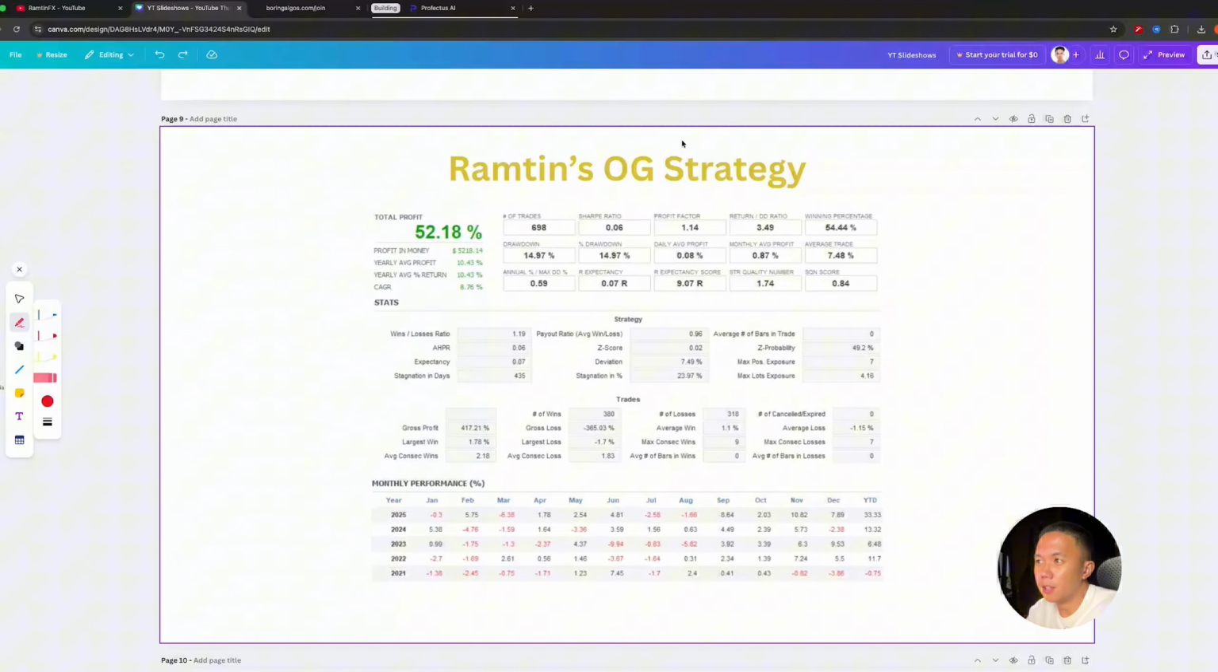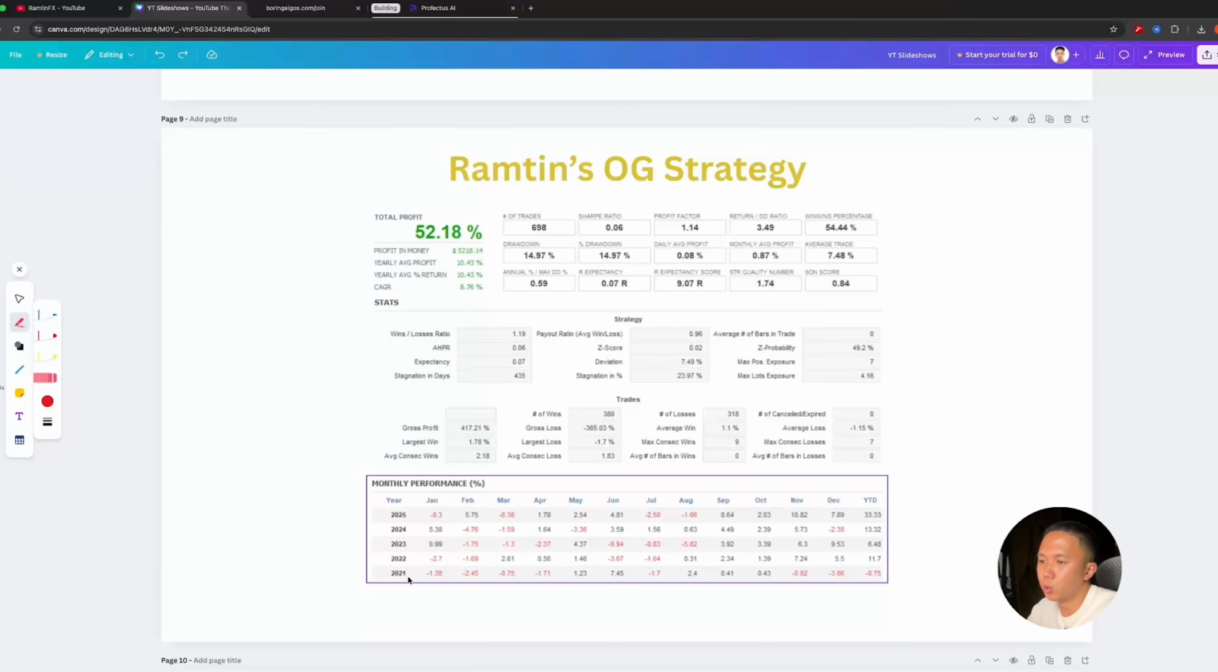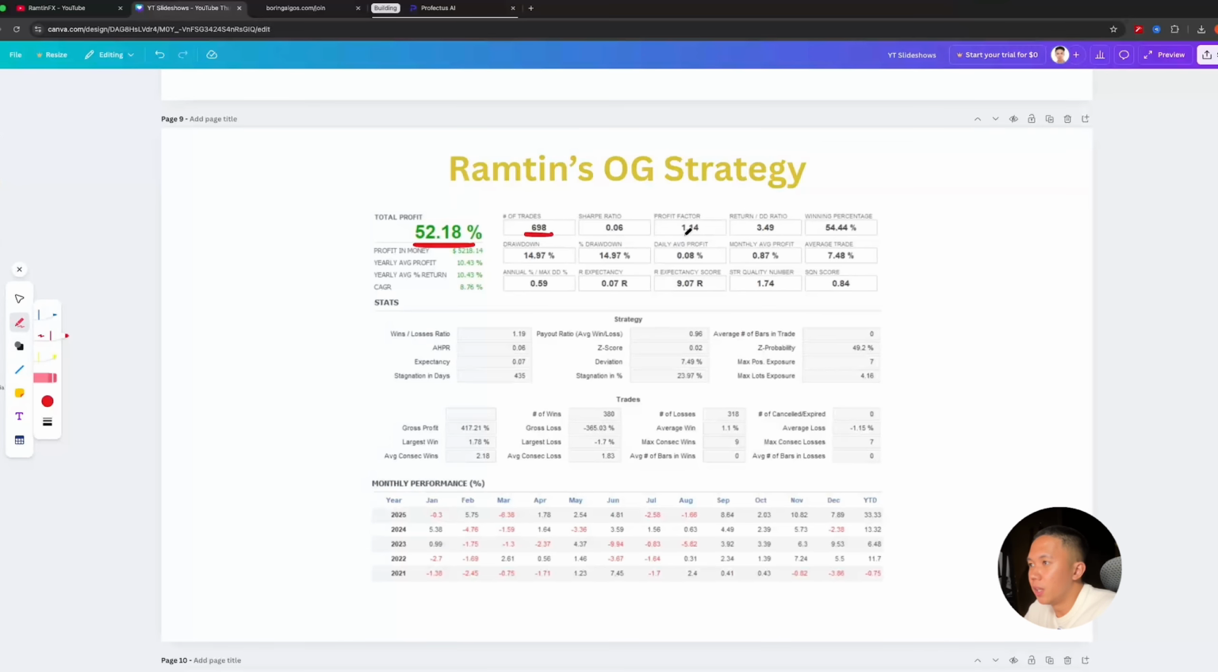Okay, so let's begin. This is the OG strategy's results over 5 years from 2021 to 2025. So what's important to look at is the total profit. It's about 52%. We had 698 trades. The profit factor is 1.14 and the drawdown is about 15%. So the most important thing to keep in mind is definitely the profit factor of 1.14.